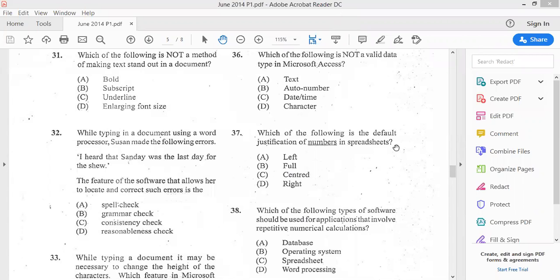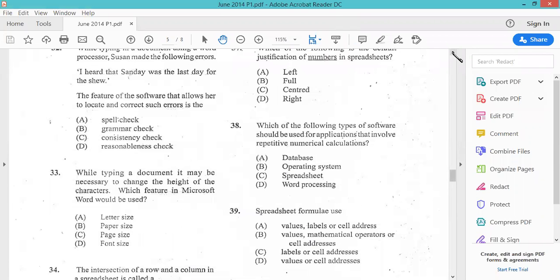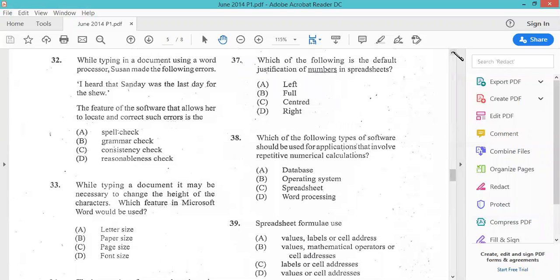Number 37. Which of the following is the default justification of numbers in spreadsheets? All right, this was on the last two papers. You sound like you're not sure. Everybody agrees? Come on, now, guys, you have to talk to me. So Joel said right align. Everybody agrees with the right?